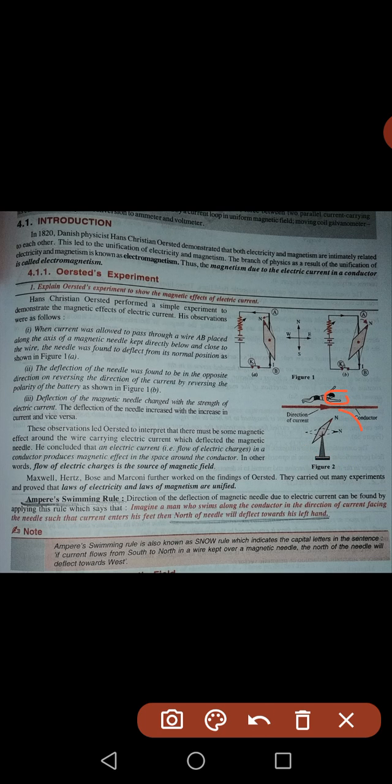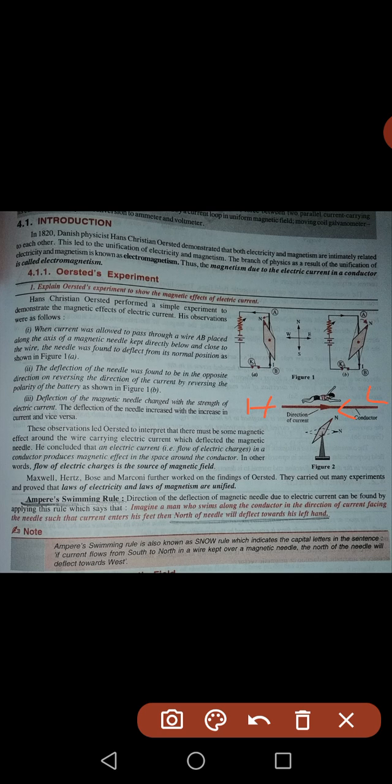Now suppose the current is in the opposite direction. The current is like this. Then we imagine the person's head will be this side and the feet will be this side. Imagine that condition. Current is reversed. In that case, since this will be the head of the person, this side will be the legs of the person. Current is entering through the legs and leaving through the head.